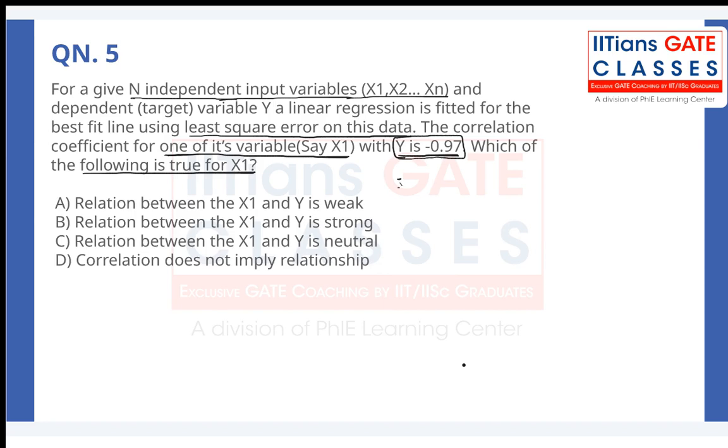Y being minus 0.97 is also considered a good amount of correlation between the two variables. And that is why, which of the following is true for X1? Relation between X1 and Y is very strong. The only thing confusing might be the negative sign. It might seem weak. No, minus means it is actually very strong as well. You have to look at the absolute value or the magnitude of the correlation coefficient to deduce whether they are correlated or not.